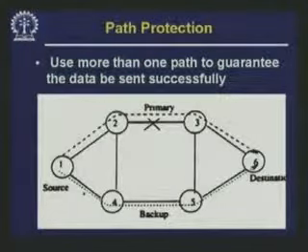So, first let us talk about path protection. It uses more than one path to guarantee the data be sent successfully. If you look at this graph, we have a 6 node graph where 1 and 6 are communicating, and on the top, through the dashed line, we show the primary path, which is the primary connection between 1 and 6. Now, what might happen is that the link between 2 and 3 might snap due to some reason. So, we have already got a backup route which is calculated through going through 1, 4, 5 and 6.